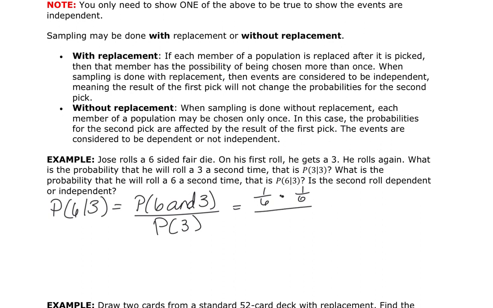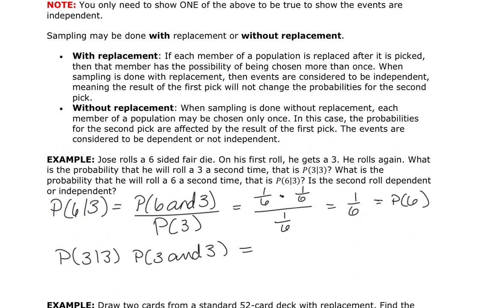And knowing that rolling a 3 is 1 in 6, the answer is 1 in 6, which shows us that this is also equal to the probability of 6 without even worrying about 3 ever happening. The same thing is going to be true if you do the probability of 3 given 3. So this is the probability of a 3 and then a 3 on the second roll, divided by the probability of a 3 happening on the first roll.